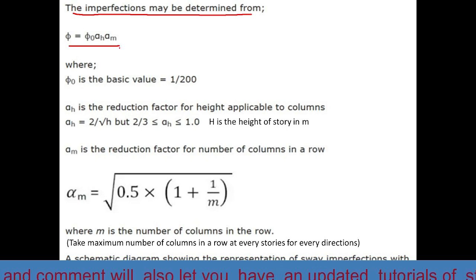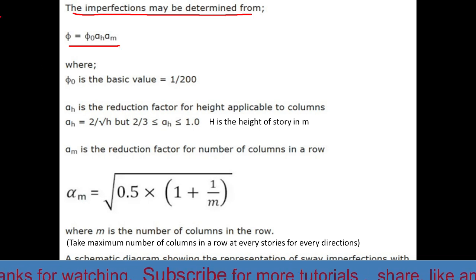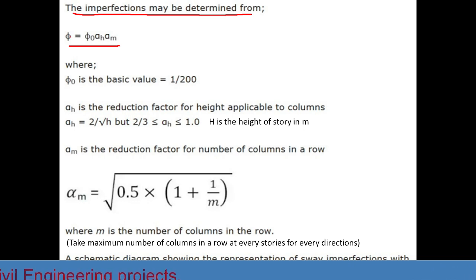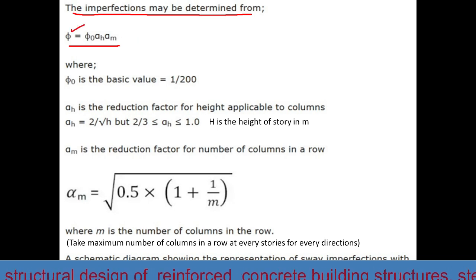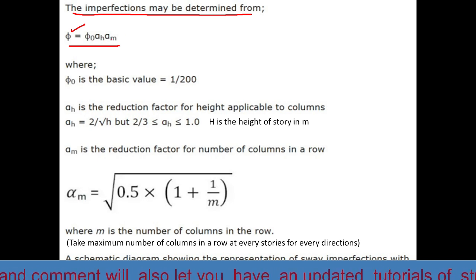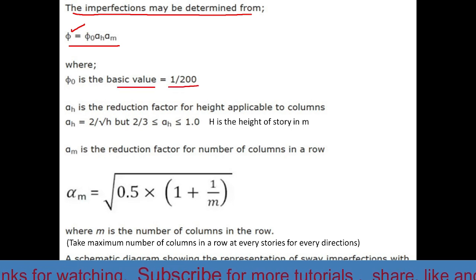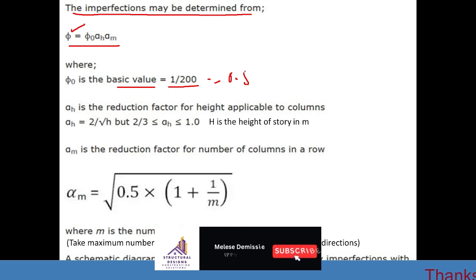So the Ethiopian Building Code Standard and the European Building Code Standard specify in the code to use the fraction value phi, which will be used to calculate the equivalent horizontal forces or the notional forces during the analysis of the structure. So this phi value equals phi naught times alpha h times alpha m, where phi naught is the basic value, which is 1 over 200, meaning 0.5%.